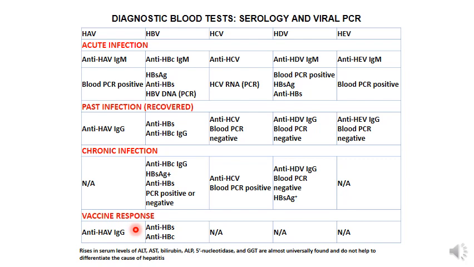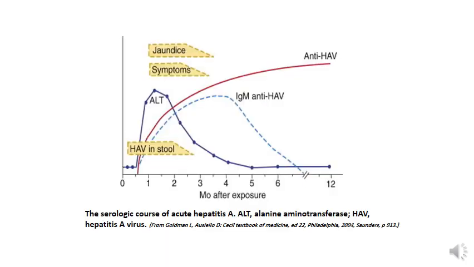Vaccination: there is a vaccine against hepatitis B and A. So a patient who received vaccine against hepatitis B may have anti-hepatitis B surface antibody, but they shouldn't have anti-core antibody, surface antigen positive or PCR positive, so they will not pass into chronicity. Here you check for antibody against hepatitis A virus.